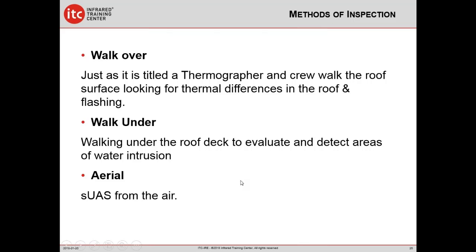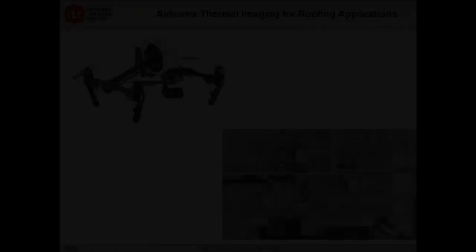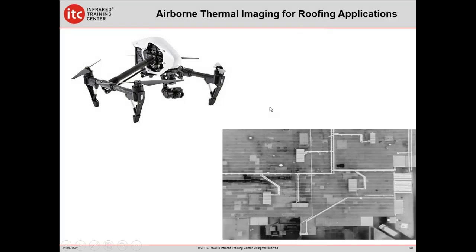In aerial, SUAS, from the air, evaluation from the air. These are the three basic methods of inspection when we're talking about doing roof inspections. Aerial has become one of the greatest applications right now. If you're interested, check out Zenmuse XT 640 by 512. That's one of the most popular cameras. The new XTR camera is also very popular in that it has visual and infrared in the same camera.